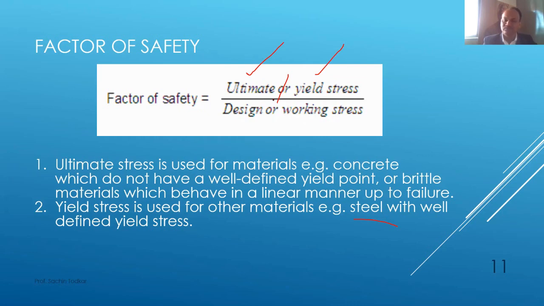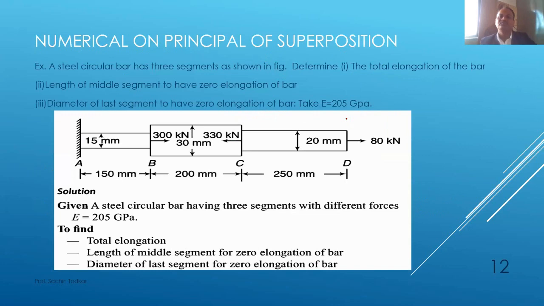Normally 1.5 in case of aeroplanes, and 2, 3, 4 in case of other instruments. We use the factor of safety as ultimate stress upon working stress, or yield stress upon working stress. That you have to remember. Now, actually, in your syllabus, this total part is theoretical only. So we'll solve numericals based on the principle of superposition.